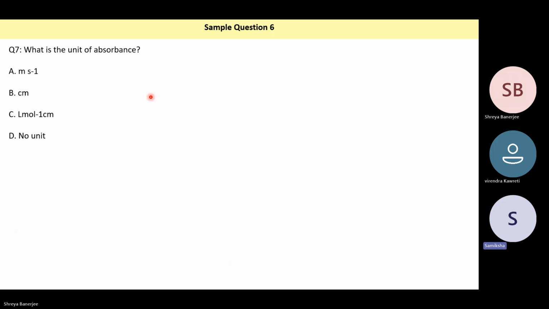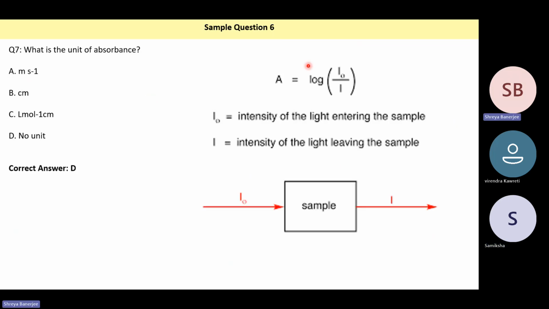No unit. Yeah. So absorbance is a ratio. So intensity, whatever unit is there, it is cancelling out. So absorbance doesn't have any unit. So the answer is D.